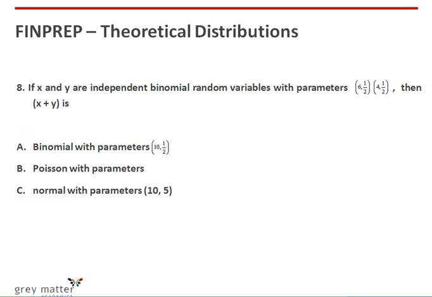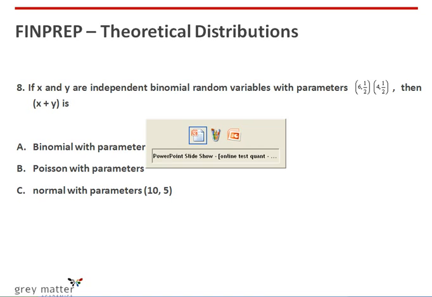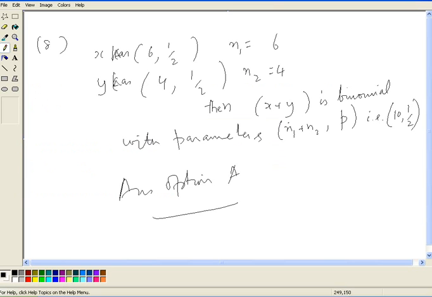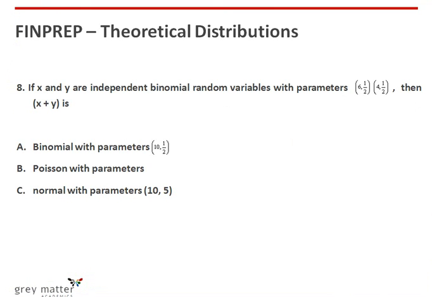Eighth question: if x and y are independent binomial random variables with parameters 6, half and 4, half, then x plus y, we work out as shown in the worksheet. X has 6, half, y has 4, half, that is n1 equal to 6 and n2 equal to 4. Then x plus y is also a binomial with parameters n1 plus n2, p, that is 10, half. So the answer is option A. As per the PowerPoint, it is option A, which says binomial with parameters 10, half.